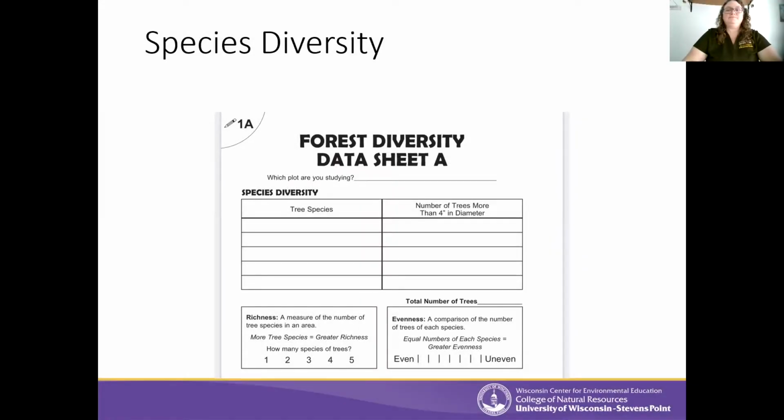And now back to the studio with Nicole. Thanks, Kate. Now that Kate and Steve have their sample plot set up, they're going to be making observations and collecting data related to species diversity.